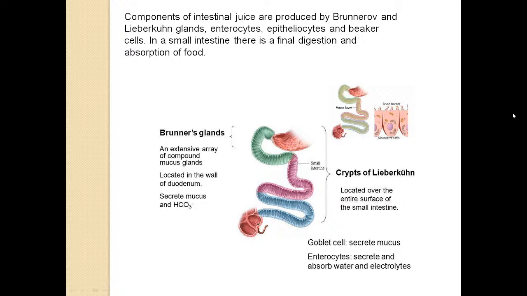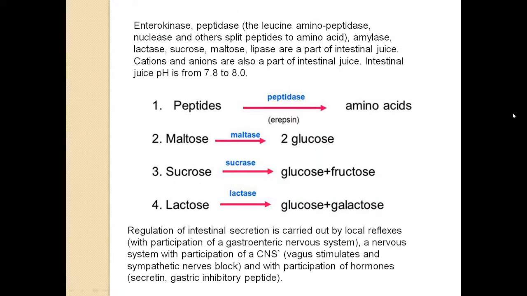Enterokinase, peptidase, lysine aminopeptidase, nuclease, and others that split peptides to amino acids, as well as amylase, lactase, sucrase, maltase, and lipase, are a part of intestinal juice. Cations and anions are also a part of intestinal juice. Intestinal juice pH is from 7.8 to 8.0.